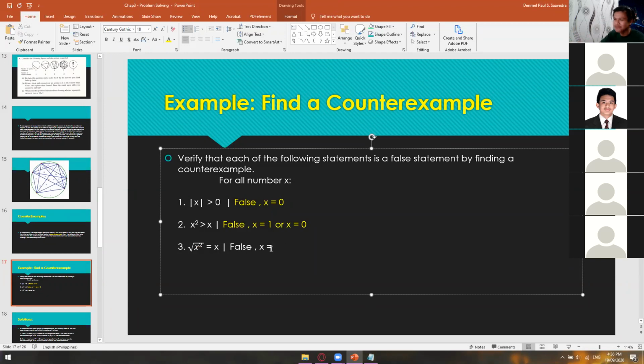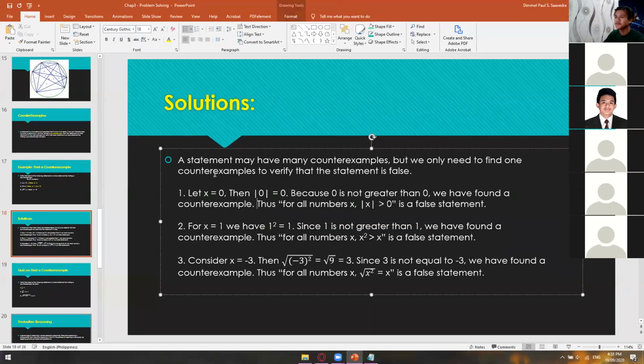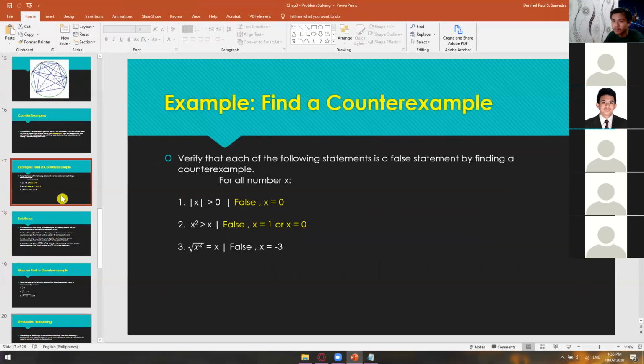Sir, our counterexample will be negative 3. Alright, so here are the solutions. A statement may have many counterexamples, but again, we only need to find one counterexample to verify that the statement is false. So for number 1, 0. For number 2, it could be 1 or 0.